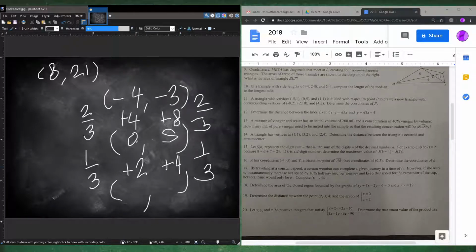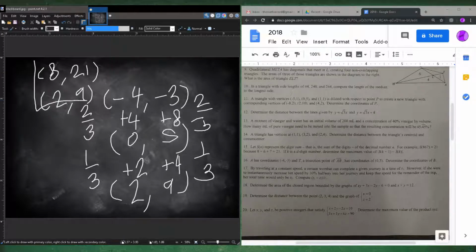So this side length is just plus 2 from the 0, which is going to be equal to 2. And then you just have plus 4 from the 5, which is equal to 9. It's just how I think about it. Instead of finding slope and everything and distance, this is a really simple way to think about it. So our other answer is 2, 9.